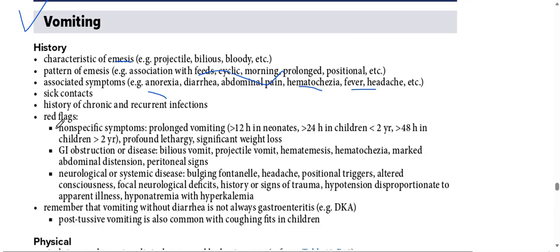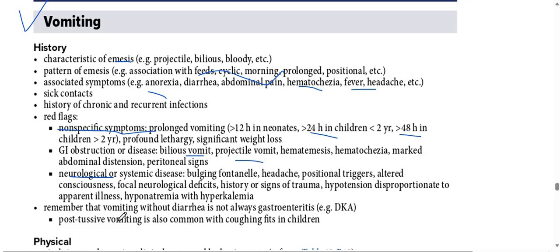Okay, some non-specific symptoms are prolonged vomiting. If it occurs more than 12 hours in neonates, newborns, more than 24 hours in children less than 2 years, more than 48 hours in children more than 2 years, profound lethargy, significant weight loss, GI obstruction, then there will be bilious vomiting, projectile vomiting, hematemesis. So all these things need to be asked in history. Neurological or systemic disease: bulging fontanelle, headache, altered consciousness, focal deficits, history of trauma.